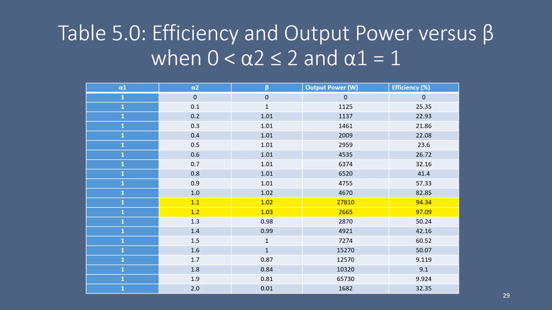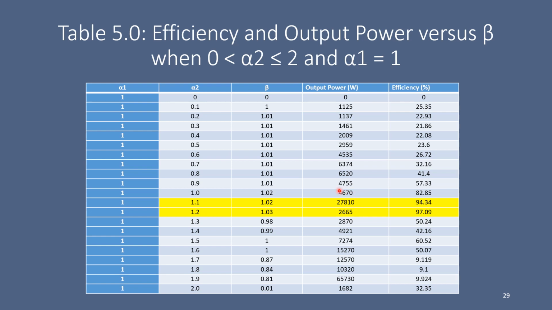So now this table shows a summary of the previous plots and the efficiency and output power versus beta when alpha 2 is ranged from 0 to 2 and alpha 1 is kept at 1. Upon analysis, we can see that the maximum efficiency is obtained for alpha 1 equal to 1, alpha 2 equal to 1.2 and beta equal to 1.03 for an output power of 2665 watts.